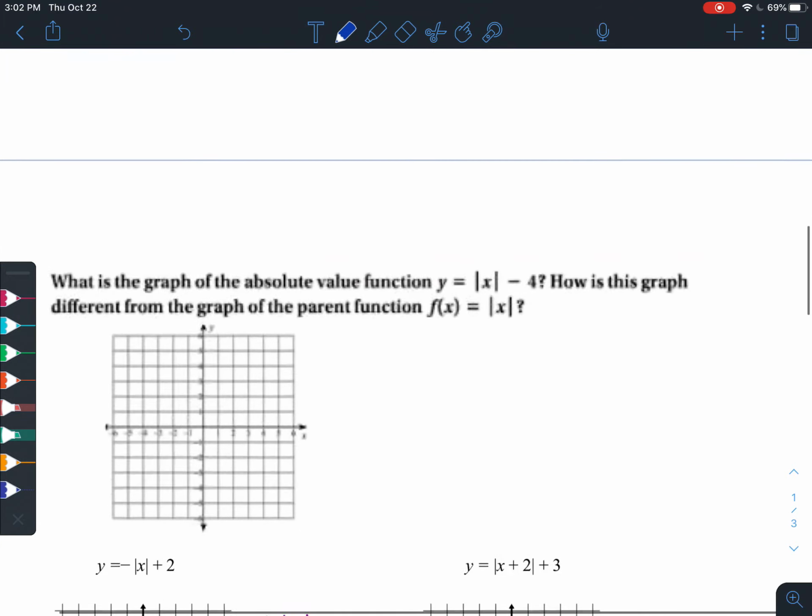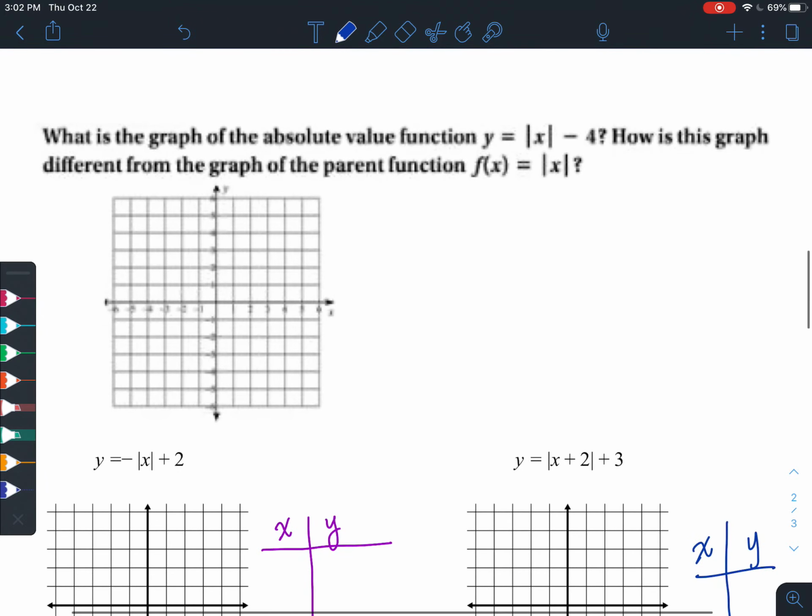All right, let's look at these graphs here. So what is the graph of y equals the absolute value of x minus 4? Go ahead and answer why this graph is different from the parent function. So you should have said that it moves the parent function down four units, because it's -4 outside the absolute value. So it's moving it down 4.